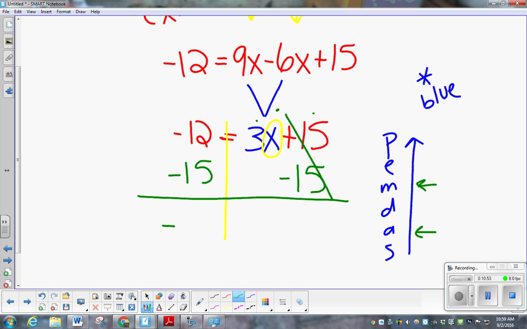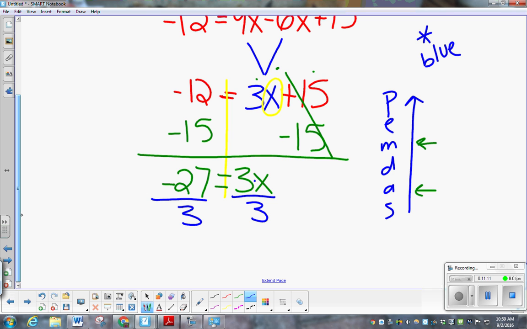sides. So we've got over here, negative 12 minus 15 is negative 27. And over here, 15 minus 15 is 0, so we're just left with 3x. And now it's just a one-step equation. To get rid of that 3 that's being multiplied, we need to divide, because division is the inverse of multiplying.